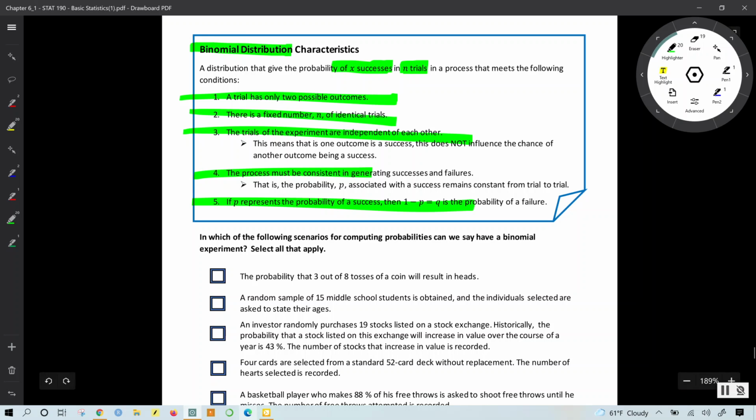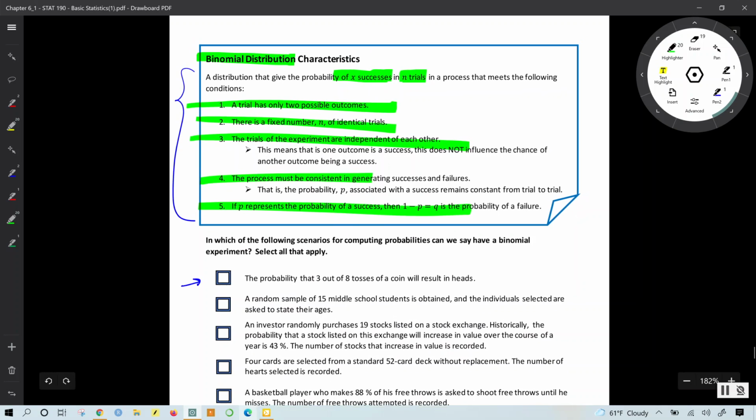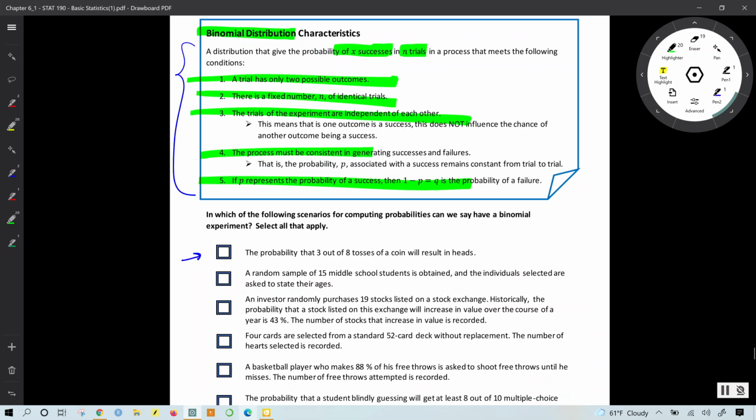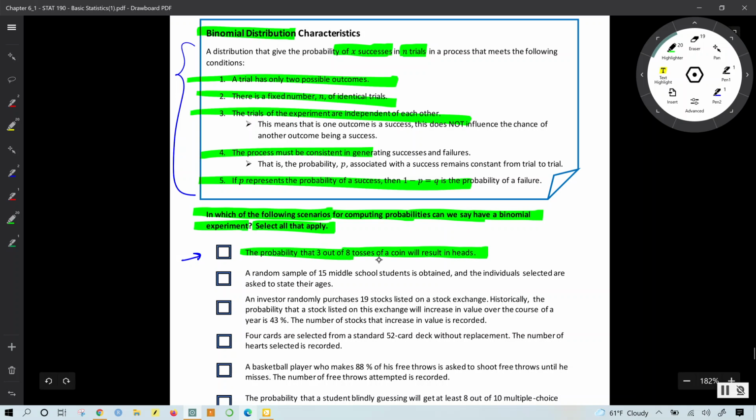The best way to review these conditions for a binomial experiment would be to take this example. This would be an appropriate guide or driving lamp for us to understand what's going on. So let's consider this question. In which of the following scenarios for computing probabilities can we say we have a binomial experiment? Select all that apply. For example, we're told that we want to compute the probability that 3 out of 8 tosses of a coin will result in heads.